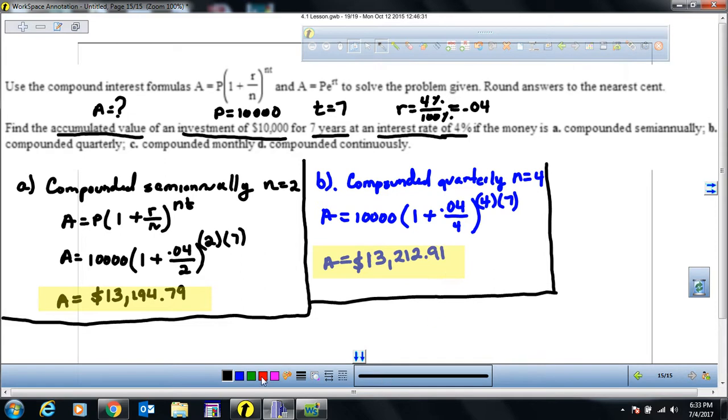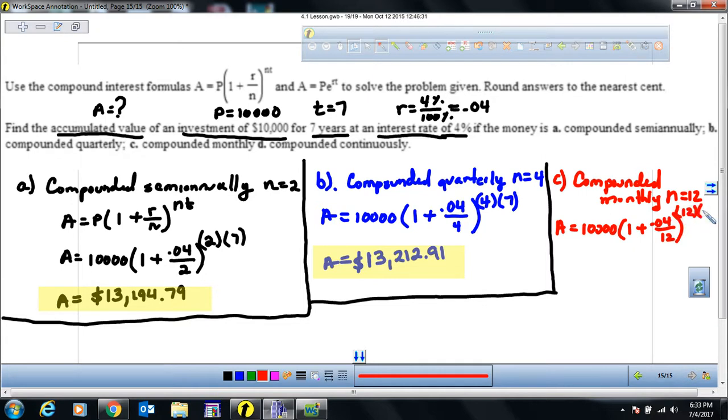Okay. Next, letter C. For letter C, it says that the interest is compounded monthly. Monthly means that it's going to generate interest every month. So n is going to be 12, meaning that it's going to generate interest 12 times during the whole year. So A equals P, which is $10,000 again, times 1 plus r, which is 4%, 0.04, divided by n, but now it's 12 times during the whole year, raised to the n, which is 12 times 7 years.